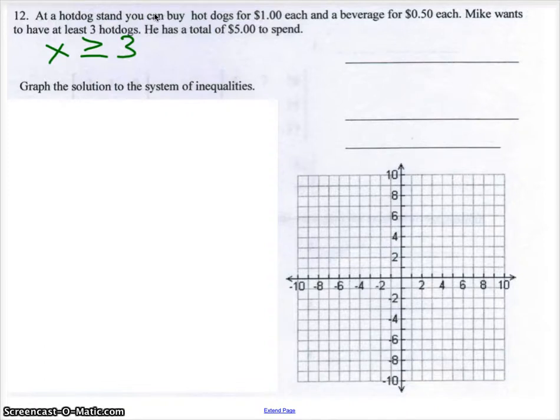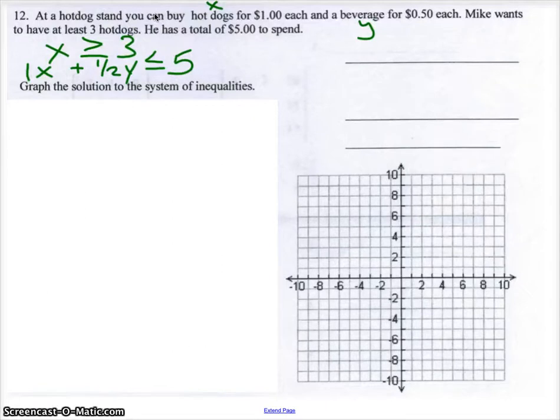And of course the beverages, we'll say the hot dogs are X and our beverages are Y. So he has $1, so 1X plus 1/2 Y. His total spending has to be less than or equal to $5. There are 2 equations. X number of hot dogs Mike's eating, he wants at least 3. And then his total price needs to be less than or equal to 5. So there is our system of equations we are now going to work with.